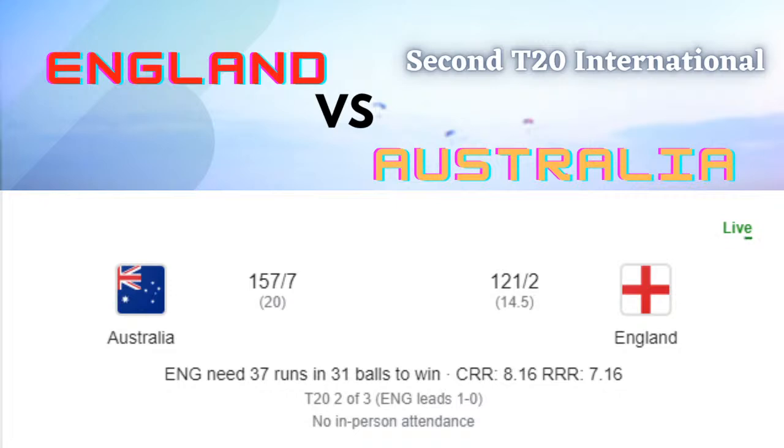15 overs gone. England are 121 for 2. 37 needed of the last 5 overs. Australia were at a similar position in the last match, but England came back really well and won the match. If Australia bowls really well, they should believe they can win this match, but clearly at this stage England are the favourites.